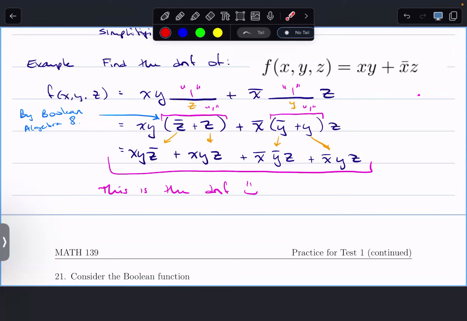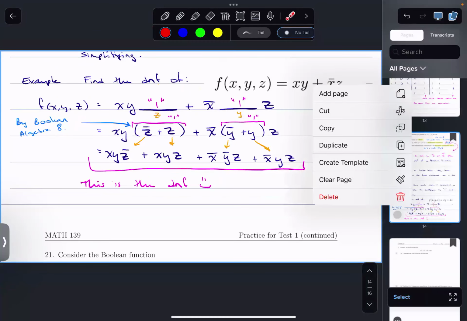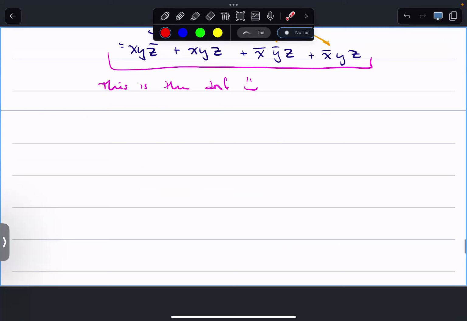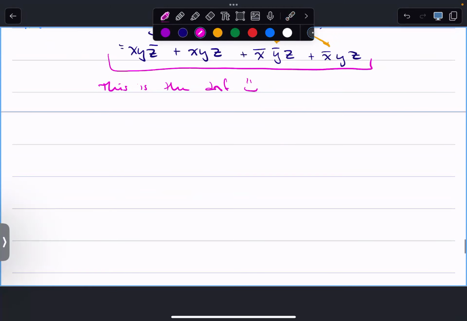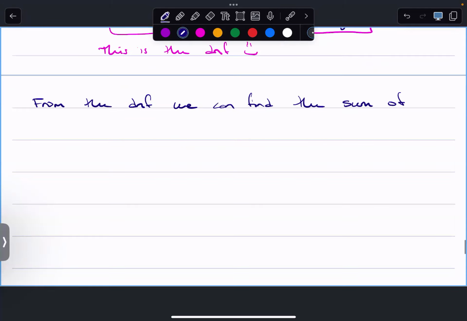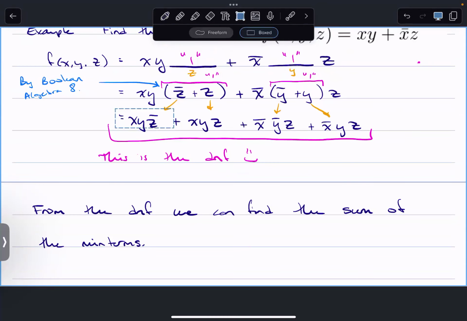Okay, this is the DNF. So if the question asks, find the DNF, that's what you're going to do. Okay, what about the min terms? So the sum of the min terms. So here, from the DNF, we can find the sum of the min terms. Well, good question. What is that? Let me copy this here.